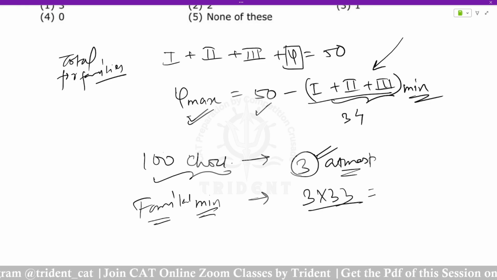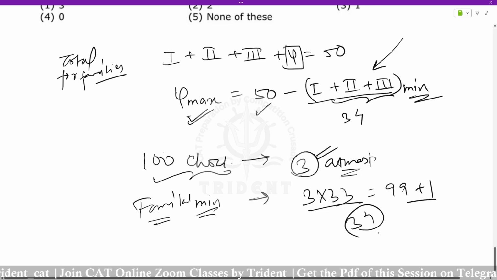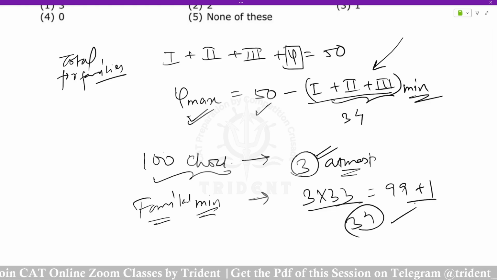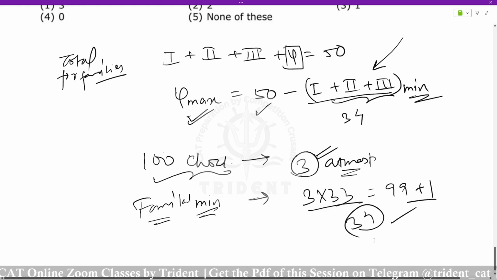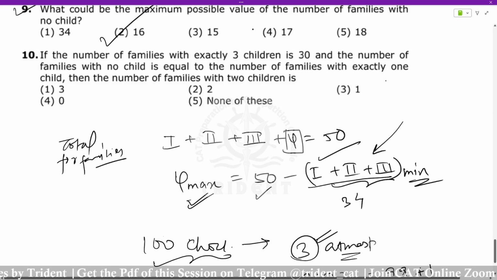ठीक है, so now you have 99 chocolates plus 1, so that means 34 फैमिलीज में आपके सारे चॉकलेट डिस्ट्रीब्यूट हो जाएंगे. ठीक है, एक चॉकलेट जो remaining है, that will need one more family to be distributed. So that is how this funda is coming कि हमने exactly 1 plus exactly 2 plus exactly 3 को minimize कैसे किया 34 से, और आंसर 16 लेके आए.